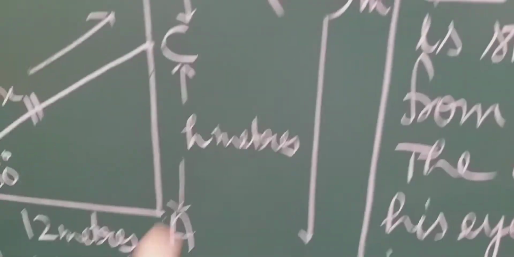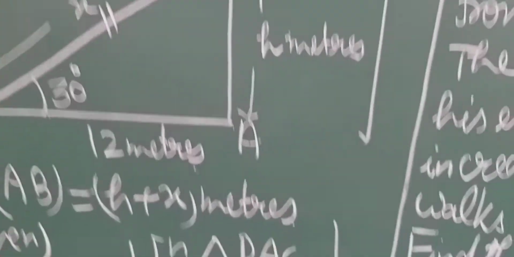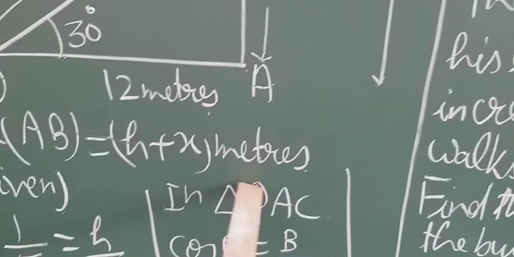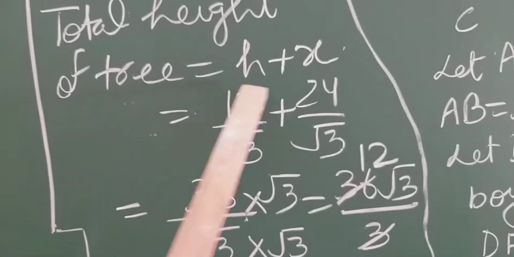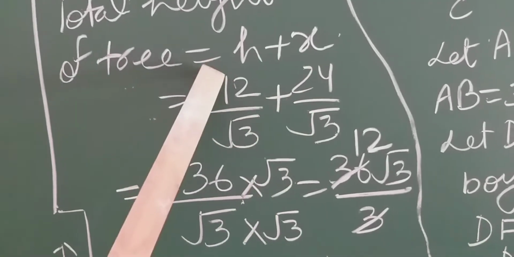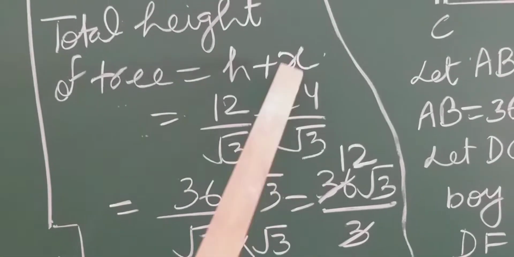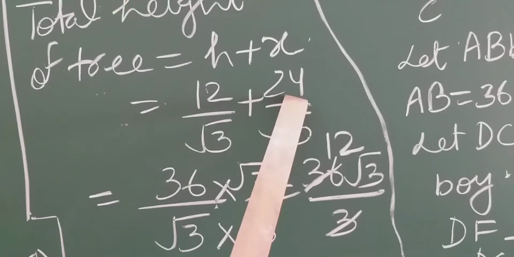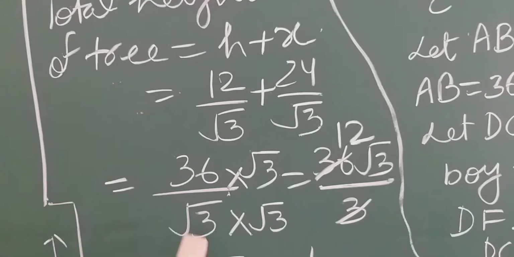Now we have calculated both h and x. We know that the height of the tree is h plus x meters. So we are going to put the values of h and x. h value 12 upon root 3 and x value 24 upon root 3. So 24 and 12, 36 upon root 3.